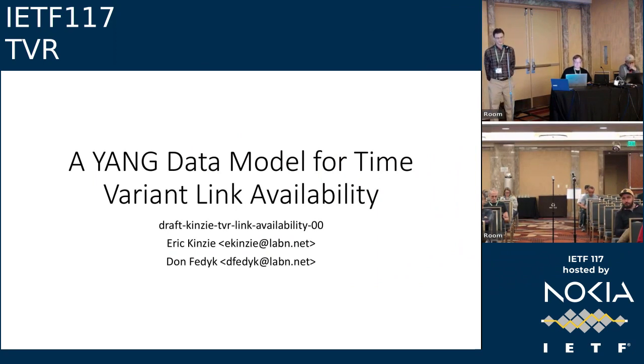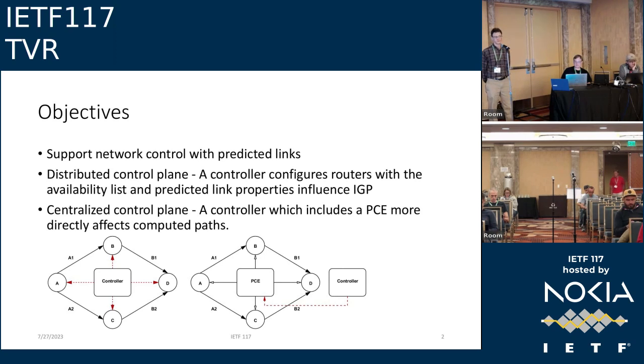Good afternoon. My name is Eric Kinsey, and I will be discussing the link availability draft. Next. All right, so the goal of this work is to provide a way to describe time variant links, so that systems that are able to make predictions about such things have a way to convey that information to systems that would process it. Generally, I divided the use cases into two rather broad categories. One for the distributed case where individual routers would process this kind of information, and another category where control is a bit more centralized, and something would process this availability information on behalf of the routers.